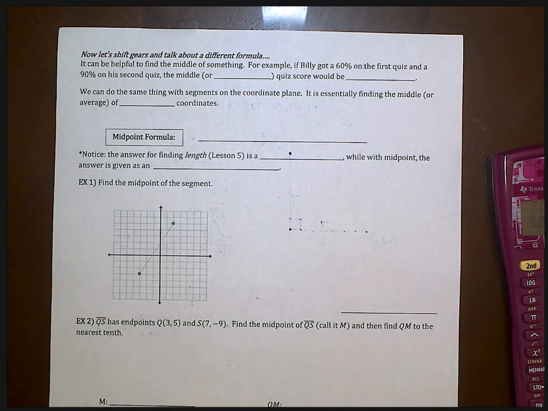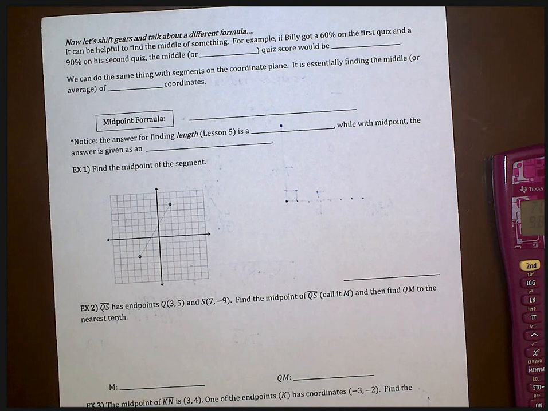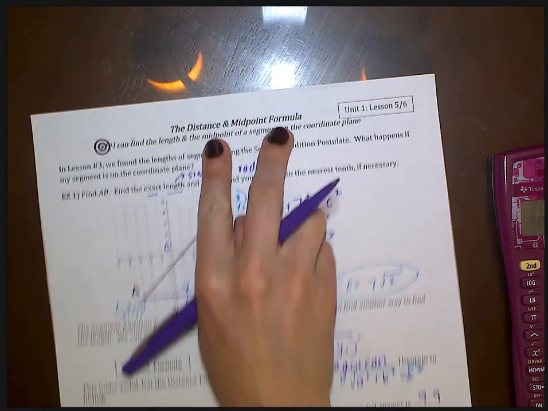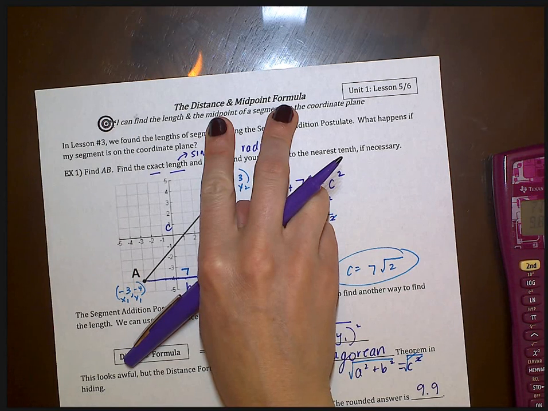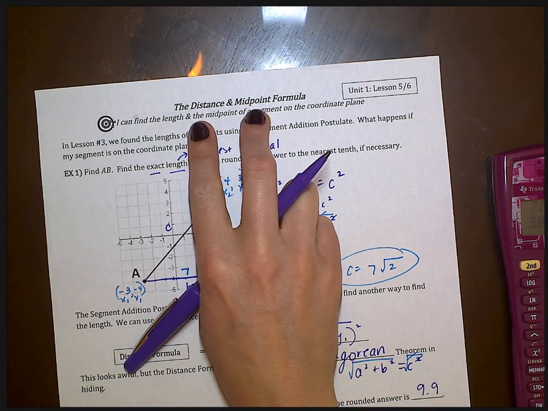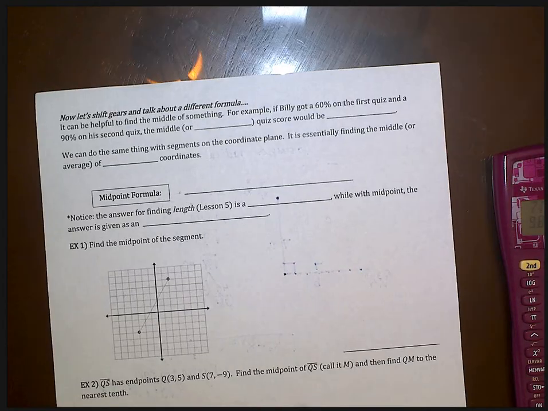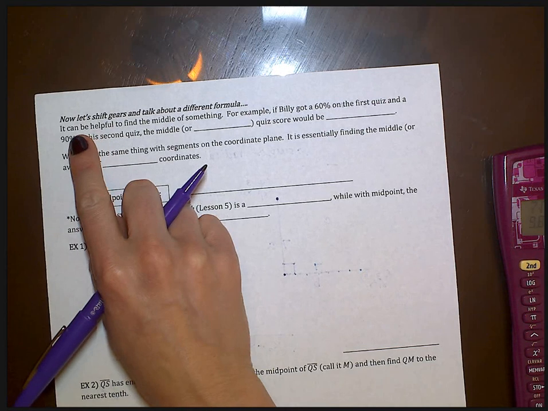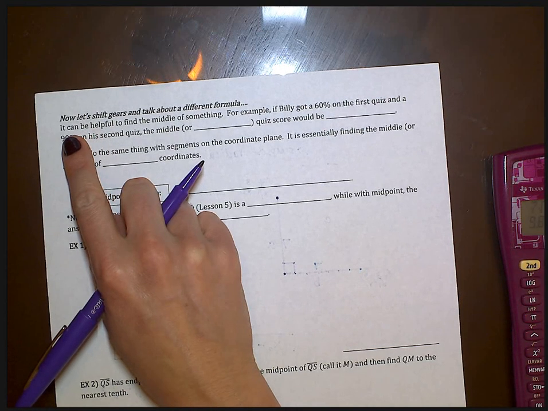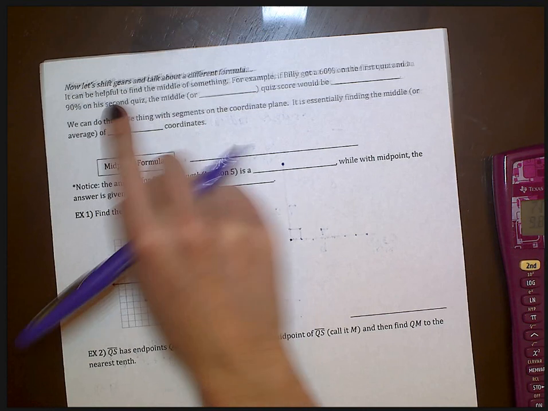For now, though, I'm going to shift gears and talk about a different formula. And we're actually doing 2 lessons in one, which is kind of scary, but we're doing the distance formula and the midpoint formula. That's why it says lesson 5 and 6. We're squeezing both of them together and doing them at the same time. So this one's a little bit easier. And in life, it can be really helpful to be able to find the middle of something.